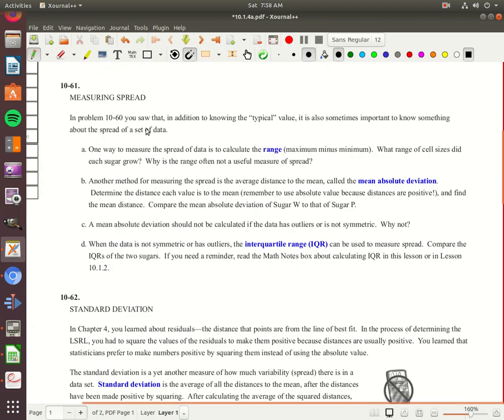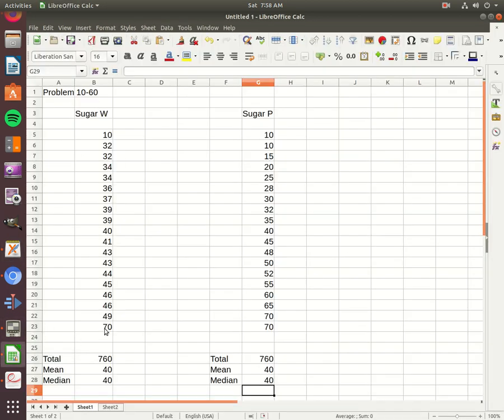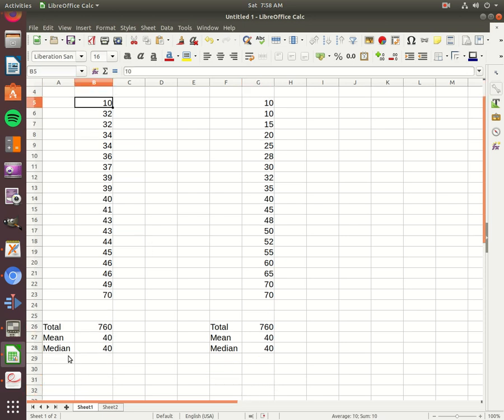So in problem 1060, you saw that in addition to knowing the typical value, it is also sometimes important to know something about the spread of the data, a set of data. So one way to measure the spread of data is to calculate the range. That's the maximum minus the minimum. So what are the range of each sugar? So let's go over here and let's get the range. Well, 70 minus 10 is 60. So here I'm going to have a range of 60.